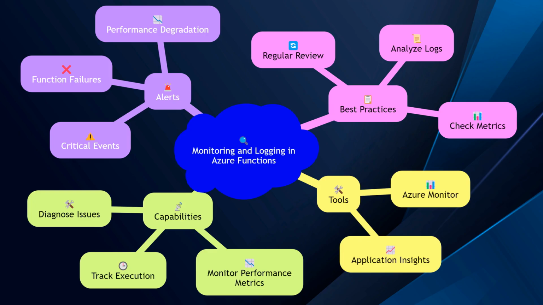Monitoring and logging are essential for maintaining the health and performance of your Azure Functions app. Azure provides built-in monitoring and logging capabilities through Azure Monitor and Application Insights. These tools allow you to track function execution, monitor performance metrics, and diagnose issues. Set up alerts to notify you of critical events, such as function failures or performance degradation. Regularly review logs and metrics to ensure your functions are running smoothly and efficiently.